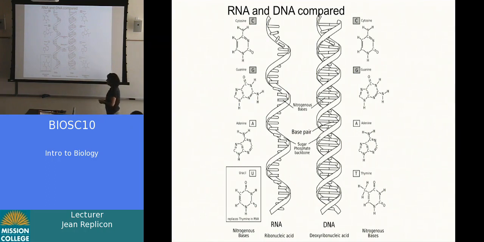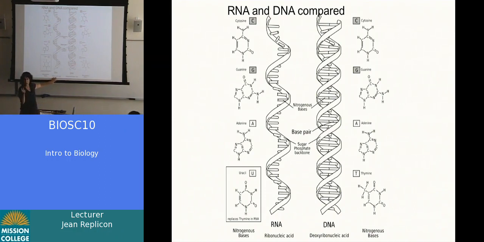RNA has a role in making proteins, as I keep saying. How is it different? Well, for one thing, it's not a double helix. It doesn't even have to be helical. They just happen to show it this way. But it's single-stranded. This is double-stranded. This is single-stranded. It is made of nucleotides also.